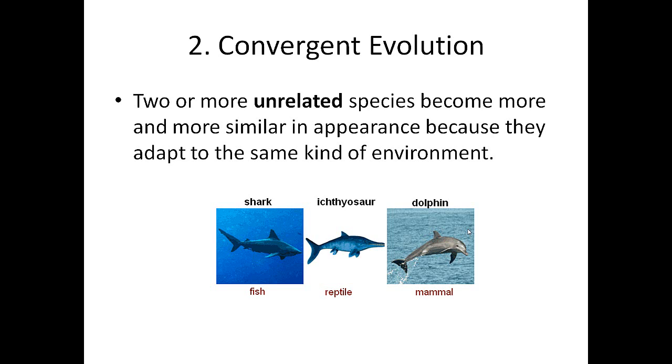Convergent evolution, we're looking at 2 organisms that are unrelated that become more similar in appearance because of the environment that they live in. So at first glance, you might believe that they're related.